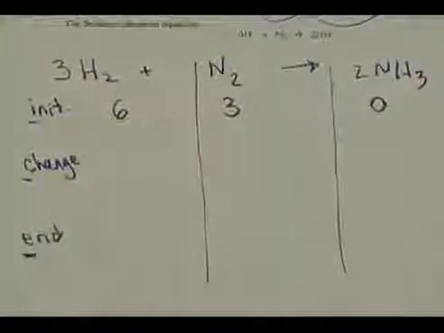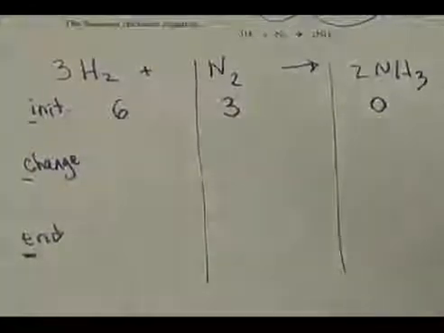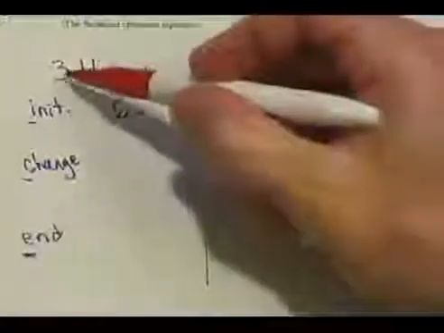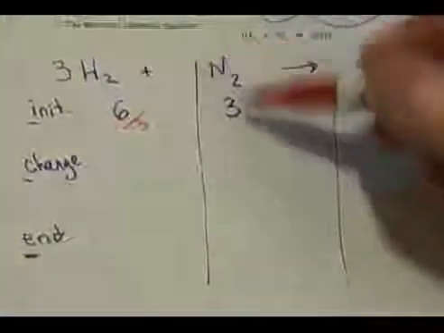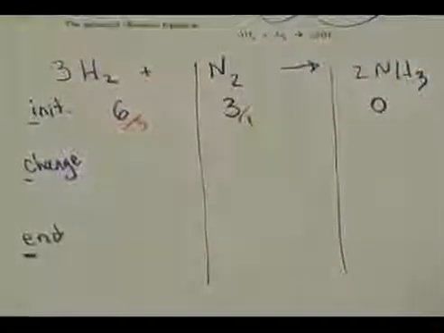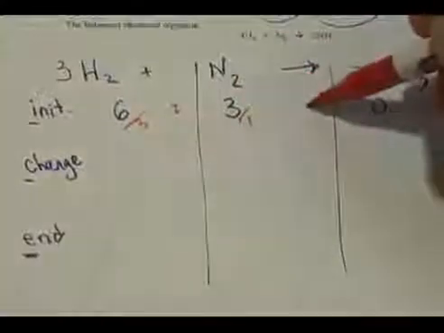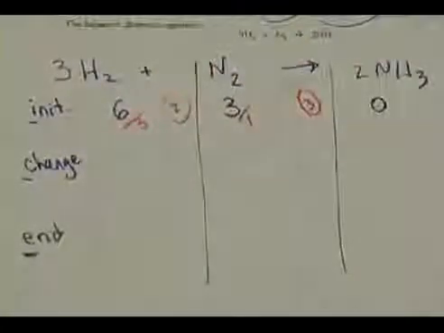Now, if you're not sure, here's the quick and easy dirty way to do it. Take the number that you have and divide it by its coefficient. Once you've done the division, 6 divided by 3 would be 2, 3 divided by 1 would be 3. Whichever number is smaller is the limiting reactant.